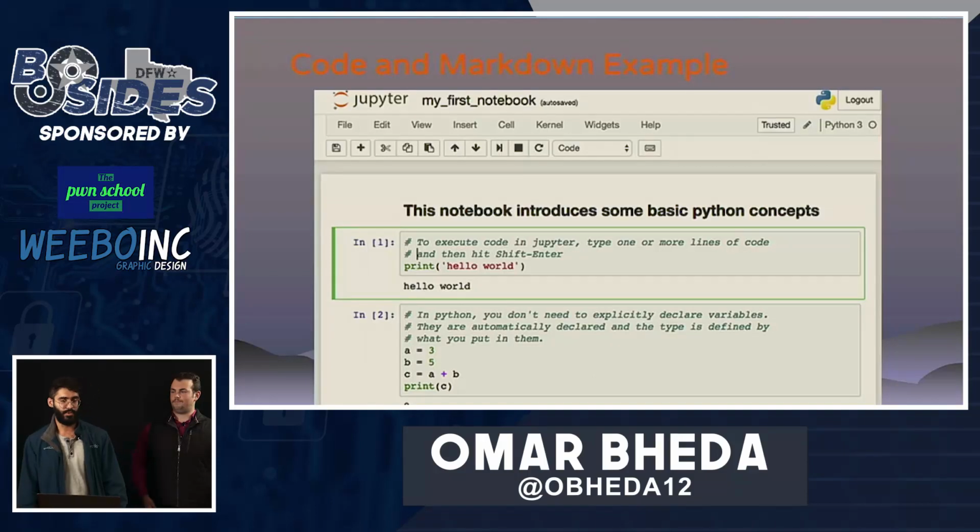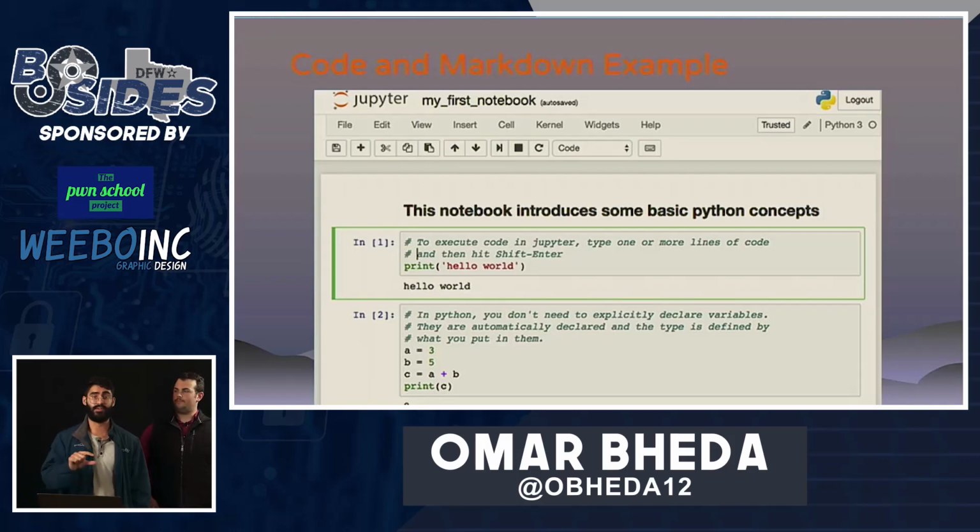So I'm going to try to go over a quick few examples of some of the highlights that I mentioned. For example, with code in Markdown, you can see this is a very brief and stripped down overview or demo of what a notebook could look like. At the very top, it says this notebook introduces some Python concepts. That's an example of a Markdown cell.